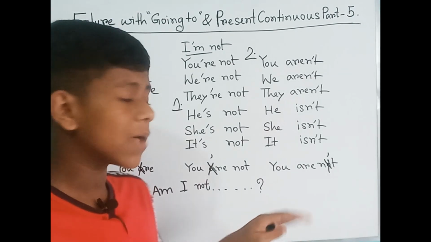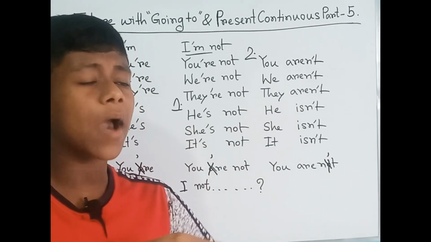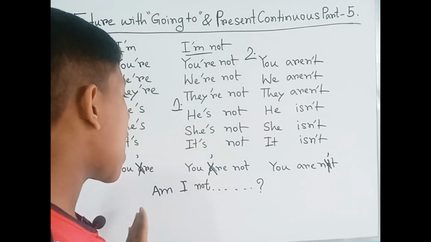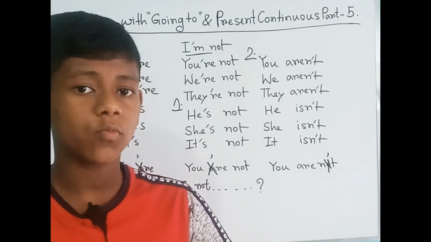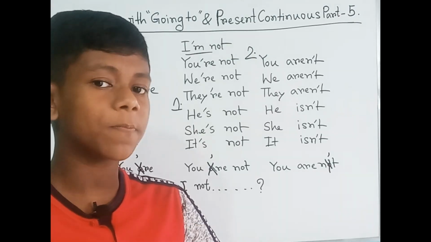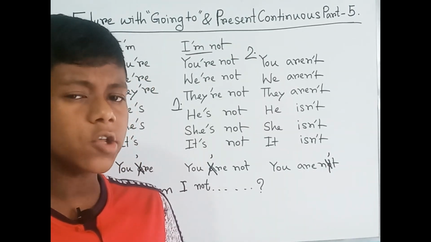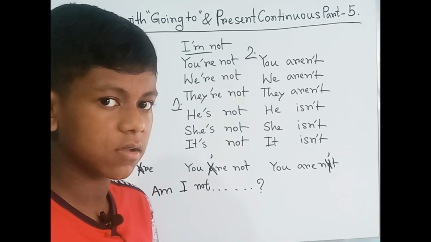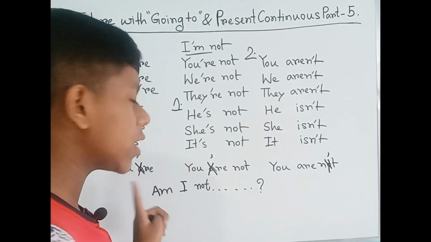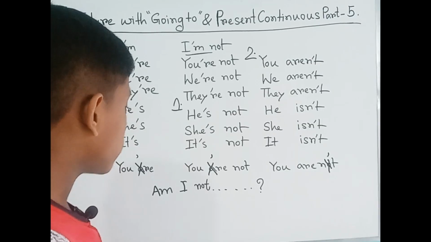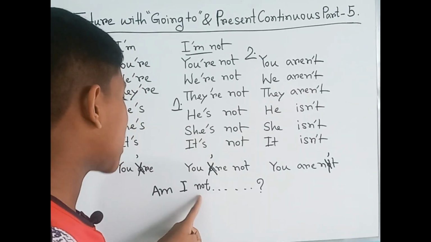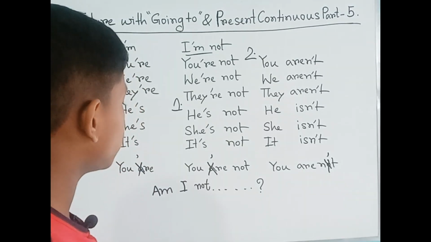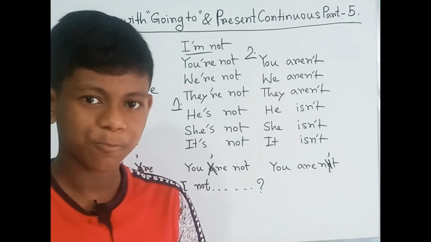Am I not playing? Suppose it is, am I not going to play? Or you can also use it in the present continuous: am I not playing next weekend? Or you can also say, am I not going to play next weekend? So how can we contract it? In this concept, you have to gather the not with the to be verb.